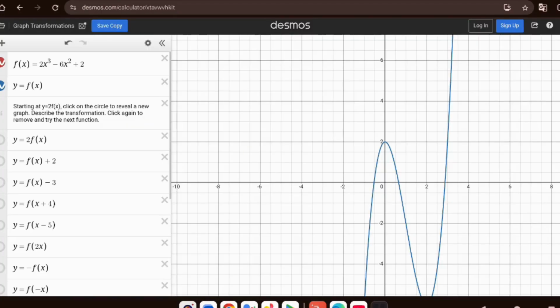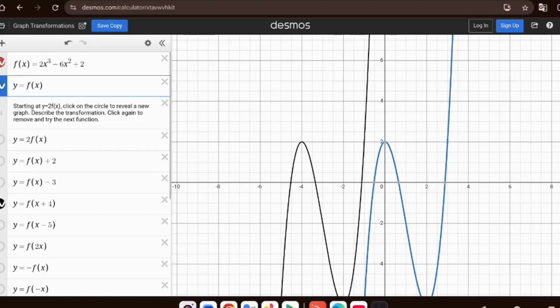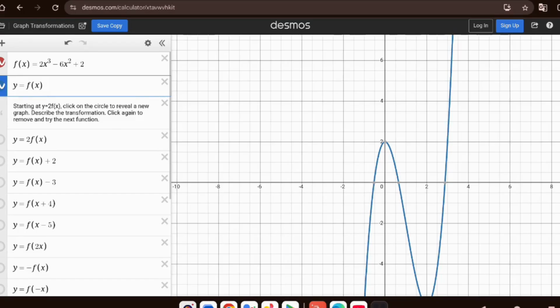So we've got the graph here of y equals 2x cubed minus 6x squared plus 2. I'm going to add 4 inside my function, which is this number 7. Can you see the blue graph has moved 4 to the left? Let's just get rid of that one. I'm going to minus 5 inside the function. As you can see, the graph has moved 5 places to the right.